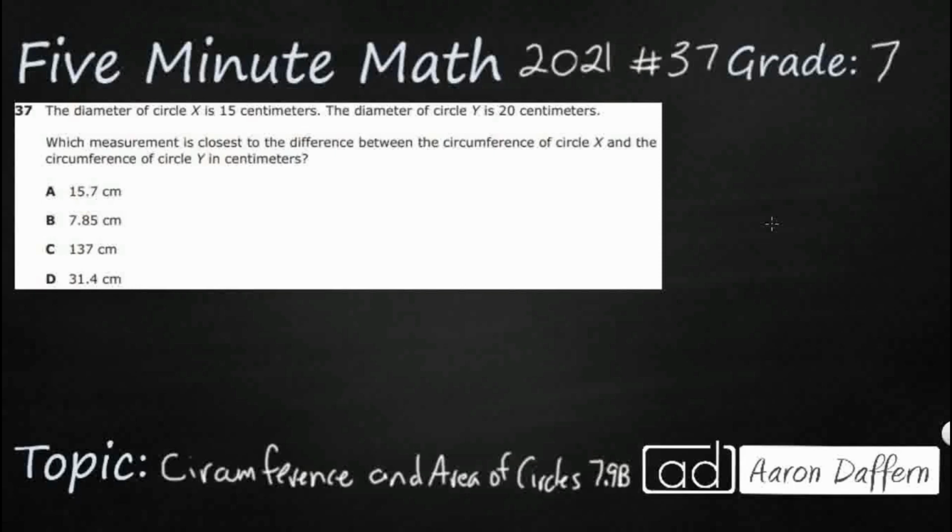Today we are looking at the 7th grade concept of circumference and area of circles. This is standard 7.9b in the great state of Texas, and we are using item number 37 off the 2021 released STAAR test. If you have not done so already, please go ahead and take a moment to pause the video, work this problem out on your own, unpause it, and then we will look at our answers together.